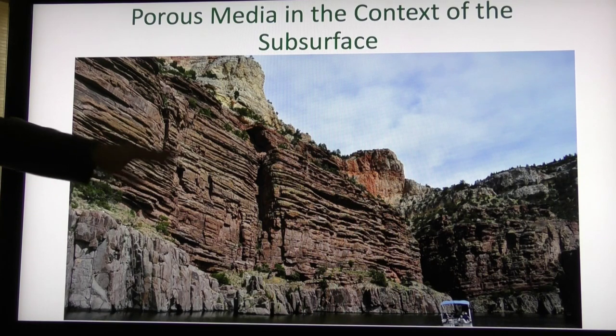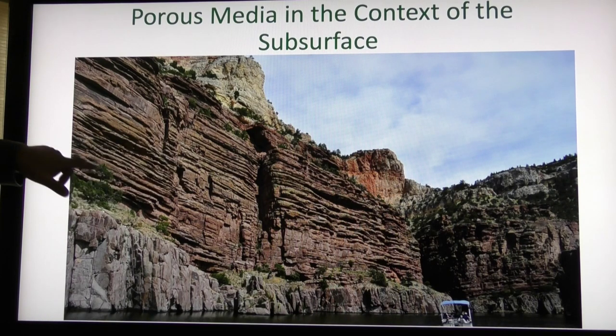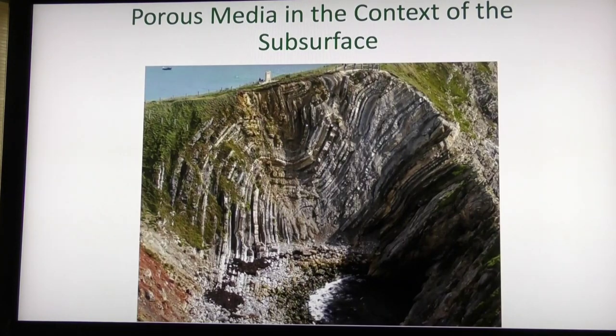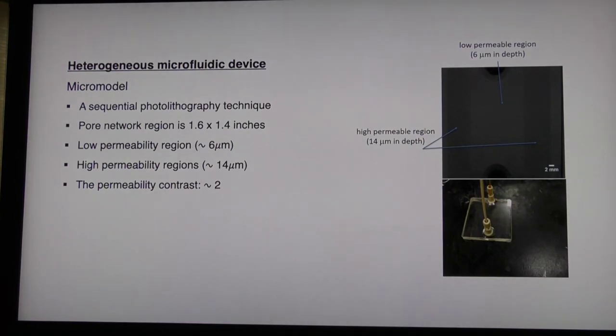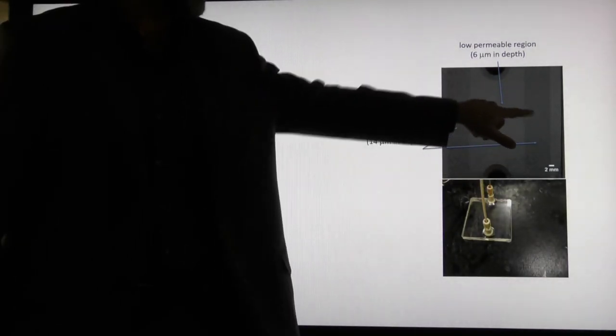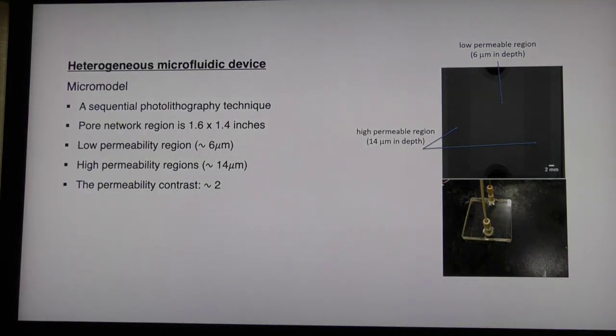Now, if you notice, there's significant complexity, and if you were to imagine yourself in the middle of this rock, moving up, you would experience different environments very quickly. There's a lot of variability, so it's not a homogeneous medium. So what we did was we made a microfluidic device that has a tight area in the middle and two areas that are much more permeable in an attempt to think about the impact of heterogeneity.